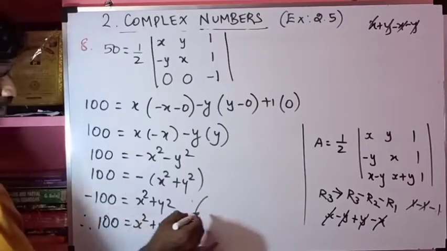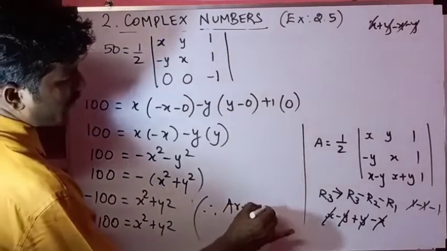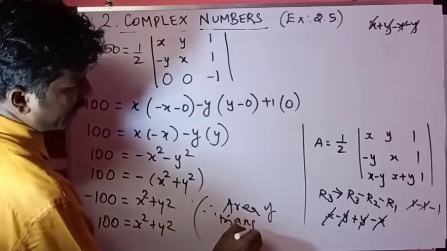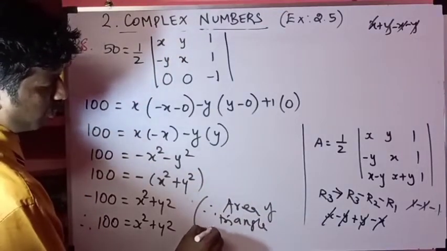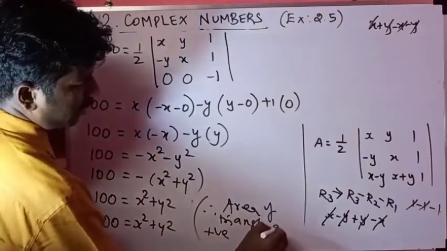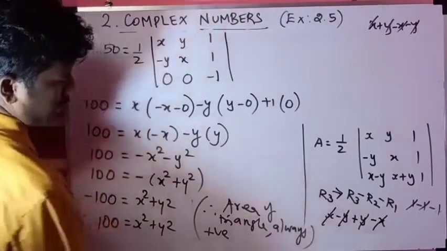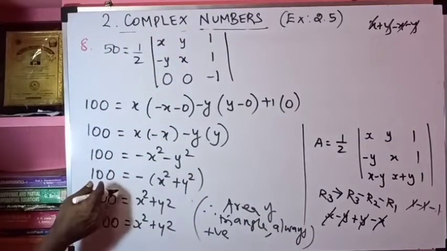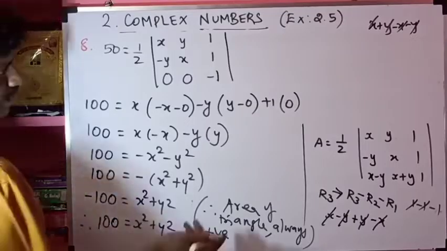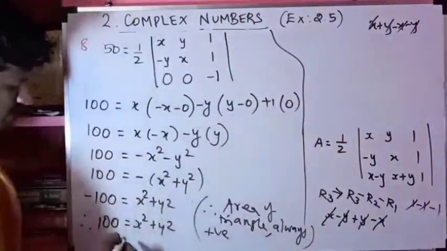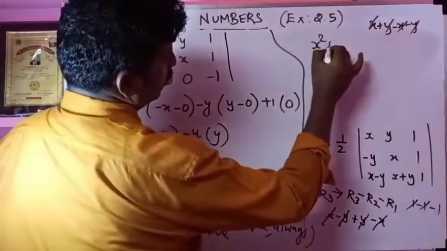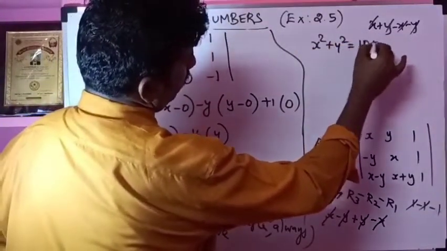How is it possible? This is the area of a triangle. What is that? The area of a triangle is always positive. So the minus procedure gives plus 100, right? So this can be written as x square plus y square is equal to 100.